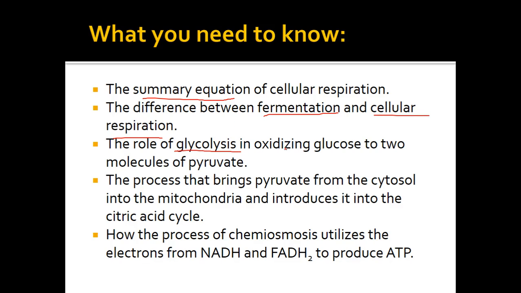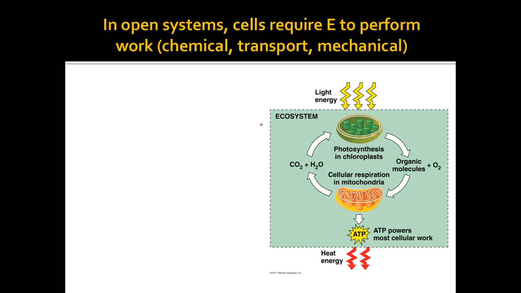The role of glycolysis in oxidizing glucose into two molecules of pyruvate, and the process that brings pyruvate from the cytosol into the mitochondria and introduces it to the citric acid cycle, plus how the whole process of chemiosmosis works. So essentially, we just write everything. You need to know everything. All right, background and big picture.